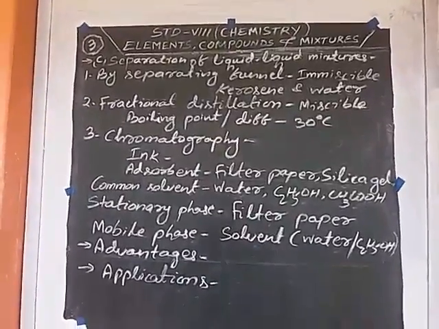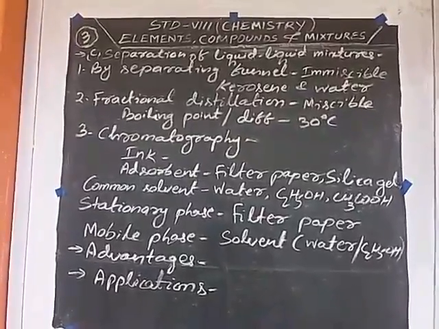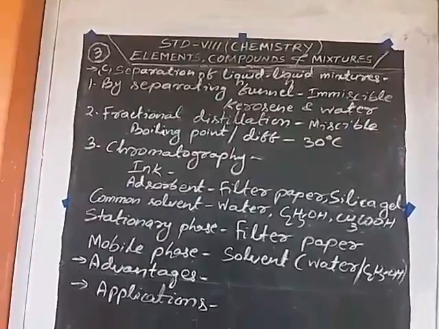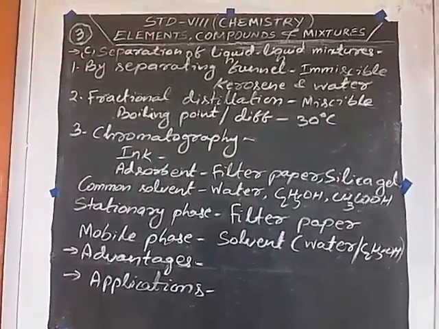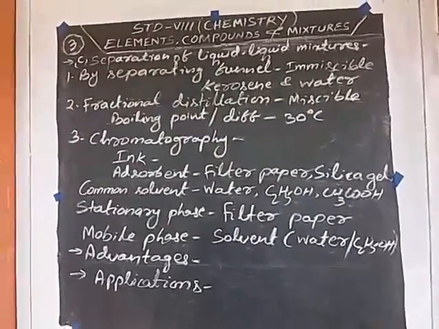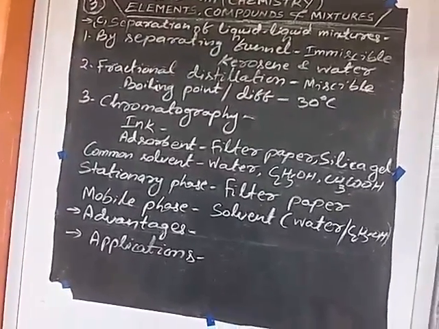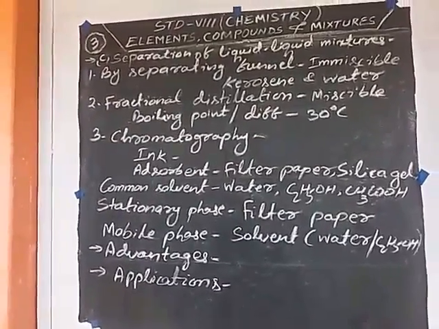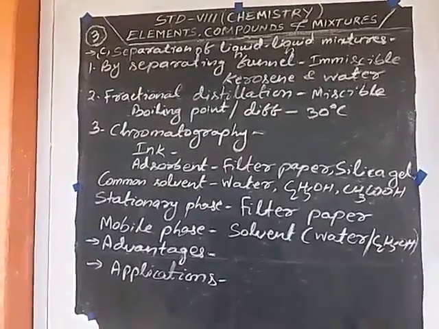Then you make a line below the point of ink, then dip it in the mobile phase. As the solvent rises on the paper, it takes along with it the constituent substances of the mixture. The component of the mixture which is more soluble rises faster. We see various spots on the filter paper, each indicating a component of the mixture. So there are different colors in the ink, which are confirmed on the paper.